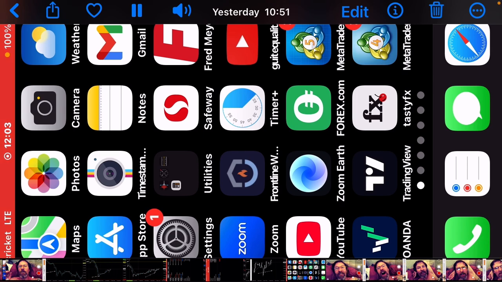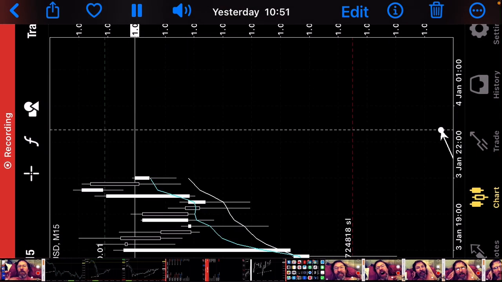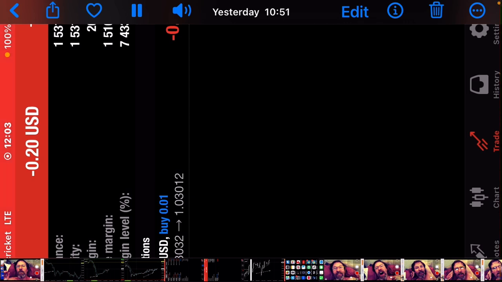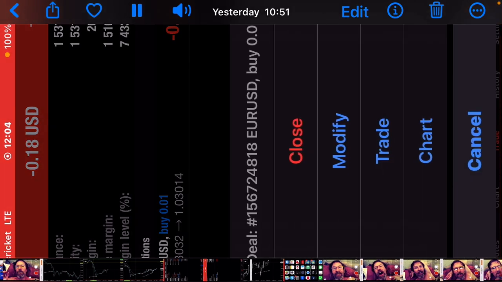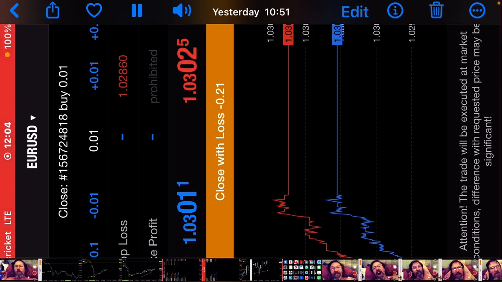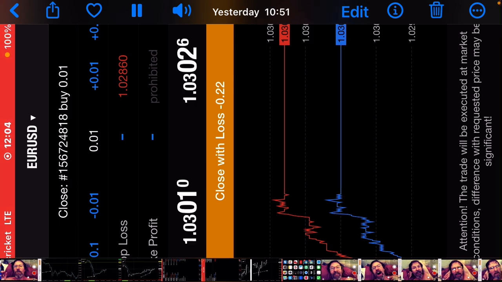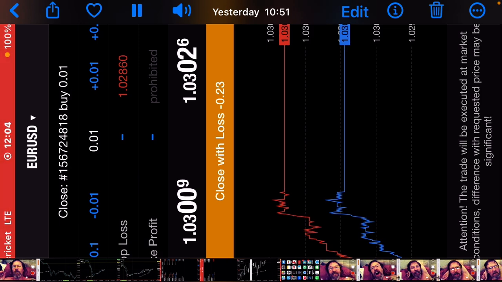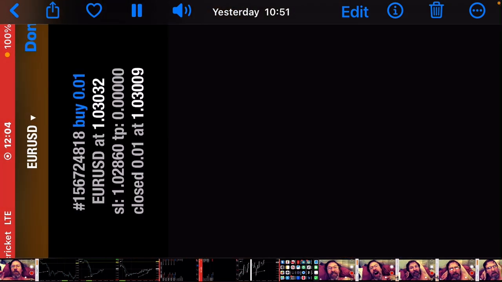The brother just wanted to show, pressing down here in the middle, there's this thing that says trade. Just hold and press close, and up will come an orange close button. There it says close with a loss, but it's actually close with no profit. So it's no big deal to lose 21 cents. The brother would just close the trade. There's 21 cents, not a big deal.